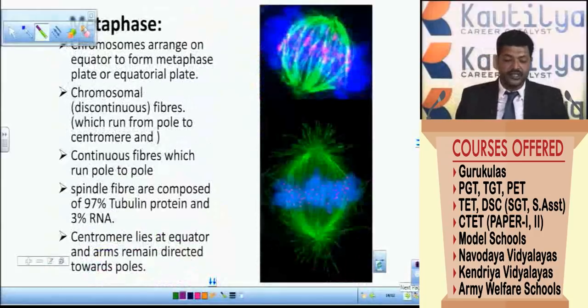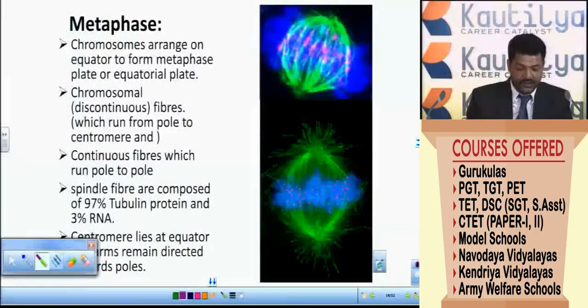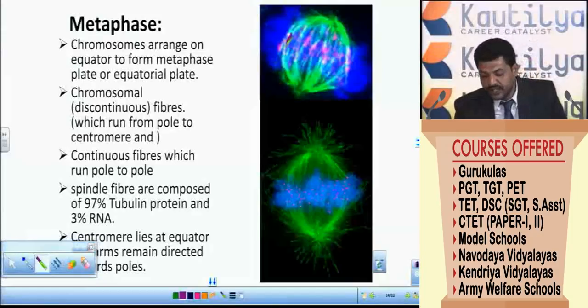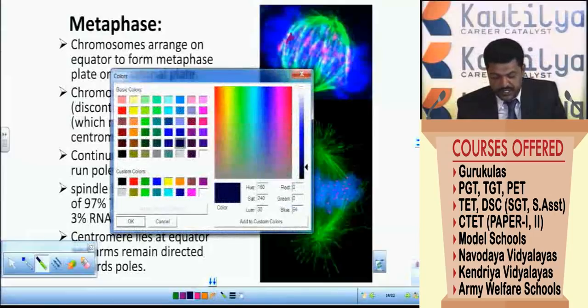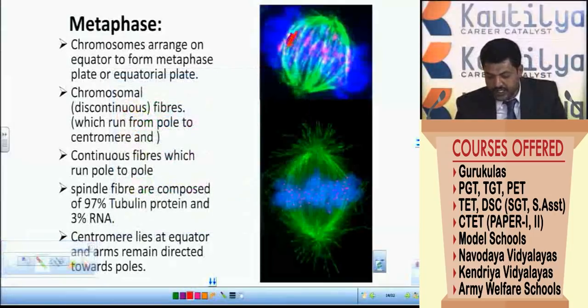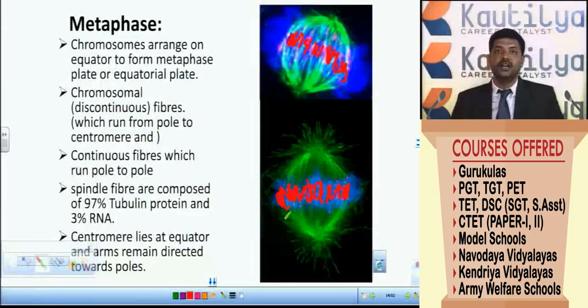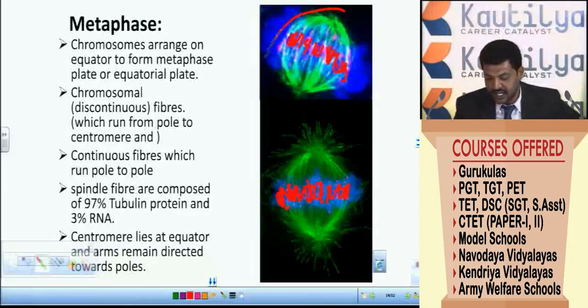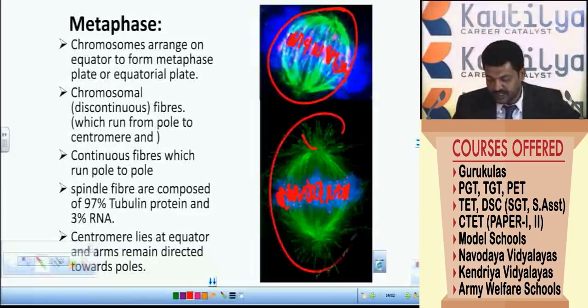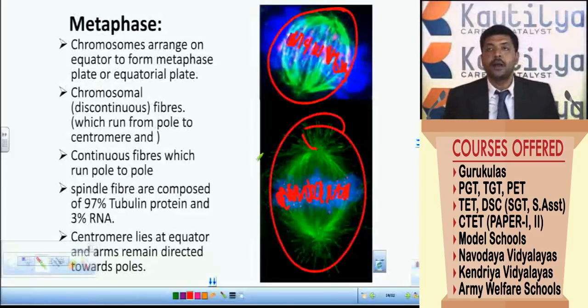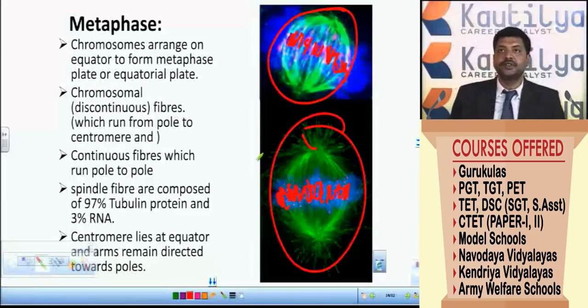Now let us see the metaphase, how beautiful it is in cells treated for fluorescent microscopy. In metaphase, the chromosomes are arranged in the middle of the cell. These are the different chromosomes in the middle. Fluorescent dyes are used to observe how the chromosomes are formed. Here there are astral spindle fibers. Astral spindle fibers are a feature of animal cells, whereas anastral spindle fibers are a feature of plant cells.